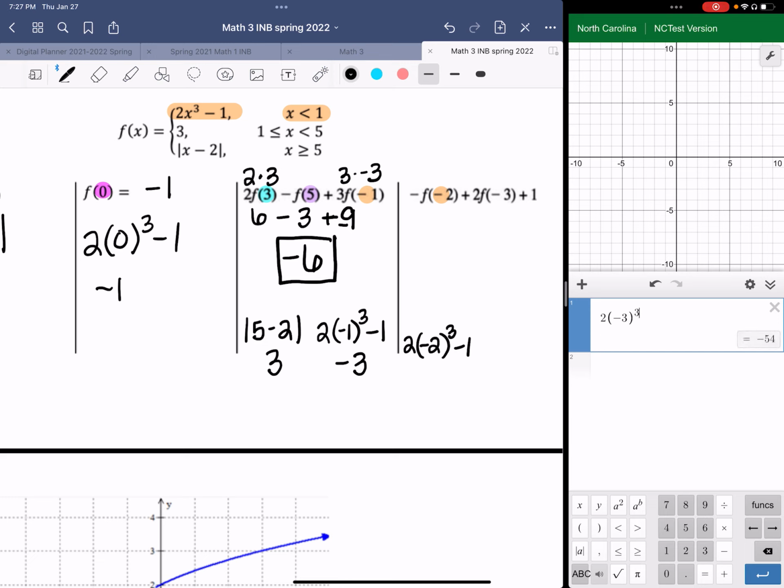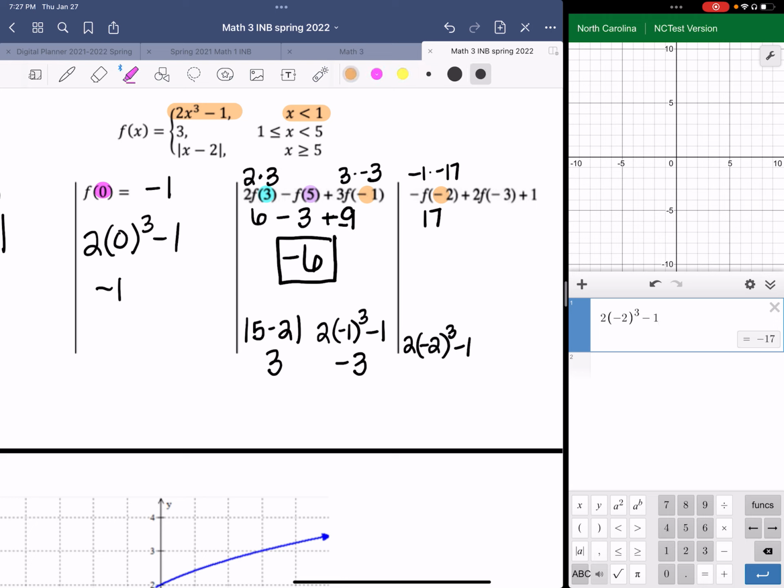So we have negative 2 cubed, that's going to give me negative 8. And then negative 8 times 2 is going to be negative 16, and then negative 16 minus 1 is going to be negative 17. So we have negative 1 times negative 17, which is going to give me positive 17.